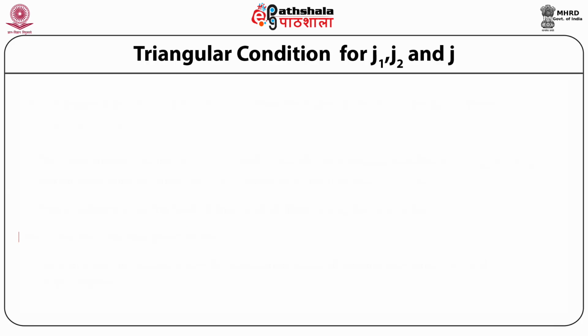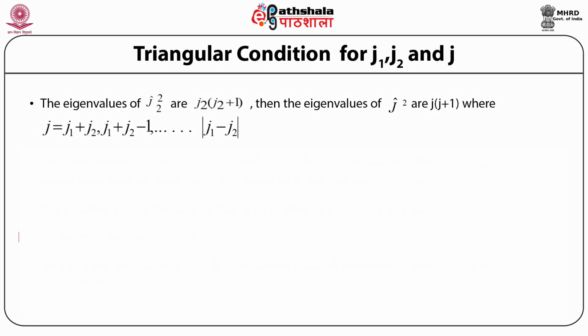Now, as we discussed earlier, if the total angular momentum operator is defined by the relation operator J1 plus J2, where J1 has the eigenvalue J1 and the square of the J1 operator has eigenvalues J1 times (J1 plus 1), while the eigenvalues of the square of the J2 operator, that is J2 square, are J2 times (J2 plus 1), then the eigenvalues corresponding to the square of the total angular momentum operator J square are J times (J plus 1), where J can take values from J1 plus J2, J1 plus J2 minus 1, and so on to modulus of J1 minus J2.